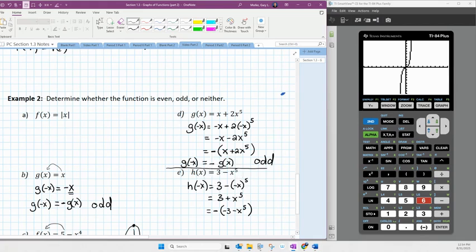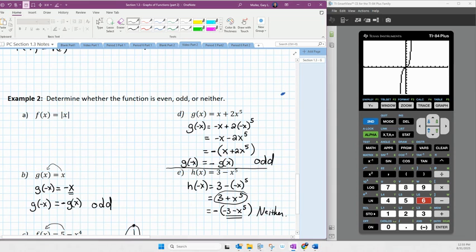So h of negative x doesn't equal h of x. I can't just substitute and say this is h of x, because it's not. So it's not even. And I can't say it's the opposite, right? Because I can't replace this once I factored out a negative. I can't replace that with h of x. And so this one is neither.